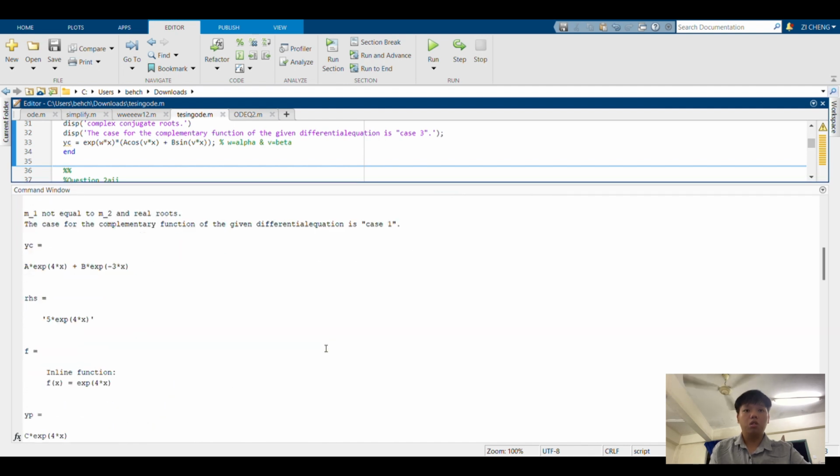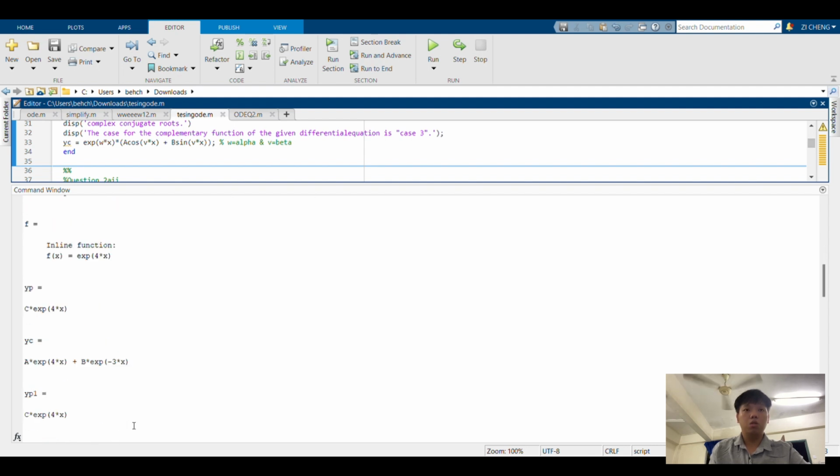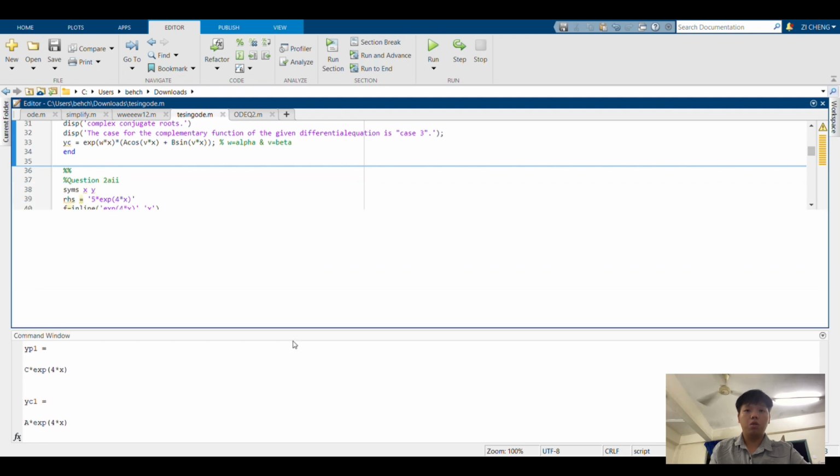So we do the comparison between yp and yc. The output given are overlapping, so the new yp function needs to be multiplied by x to differentiate yp and yc. So the new yp we get from the coding is c x e^(4x).